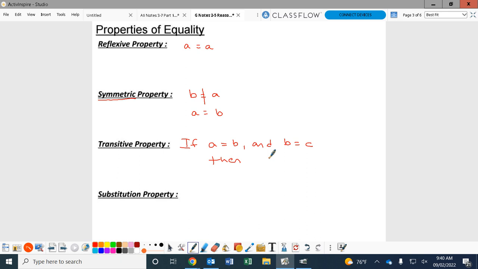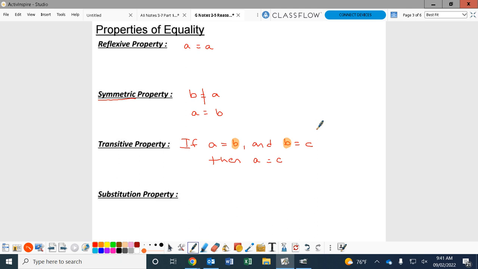Then, guys, look, do you see that they both equal B? If they both equal B, then they have to do what to each other? Equal each other. That's exactly right. So it's going to be if A equals B and B equals C, then A equals C. Because you can think of it like if A equals 5 and 5 equals C, then they're both going to be 5, so A equals C.